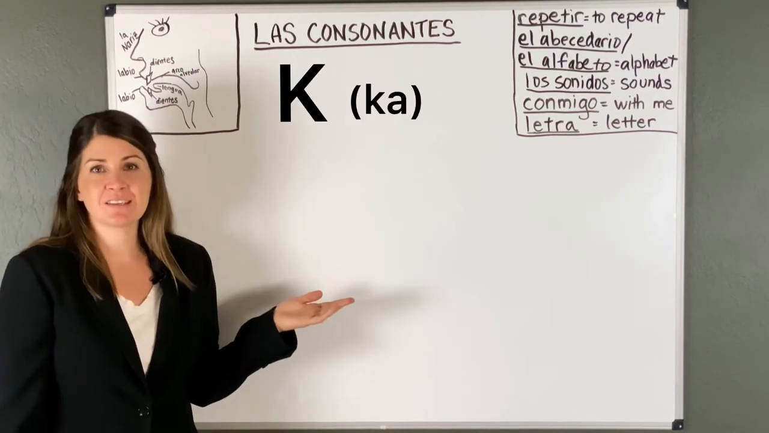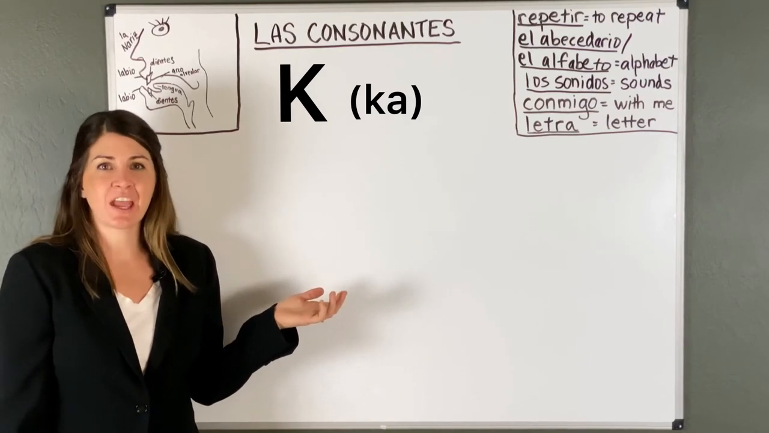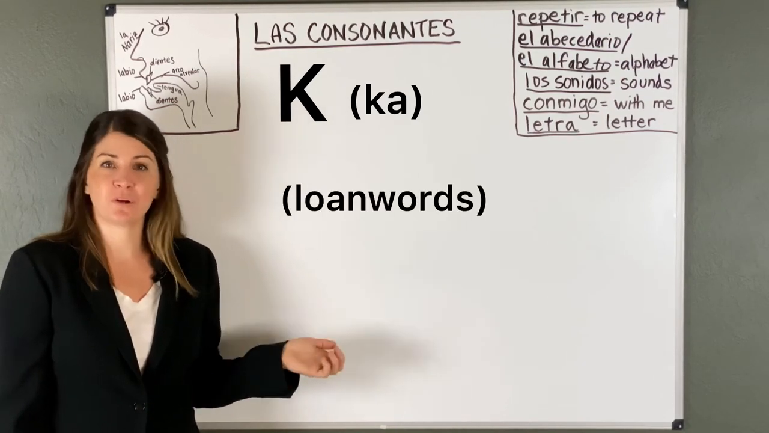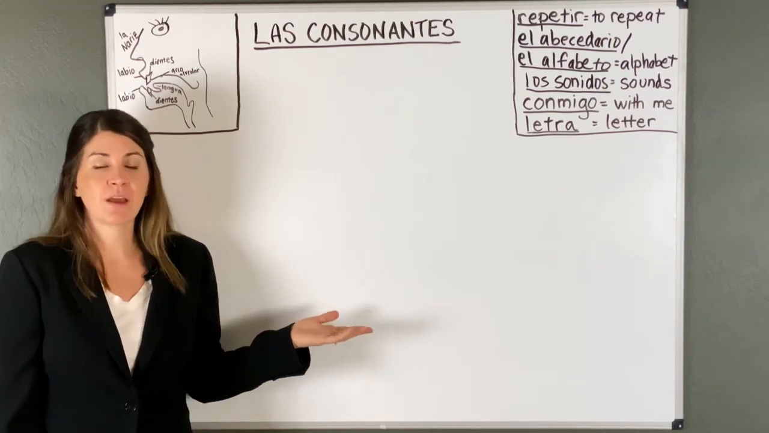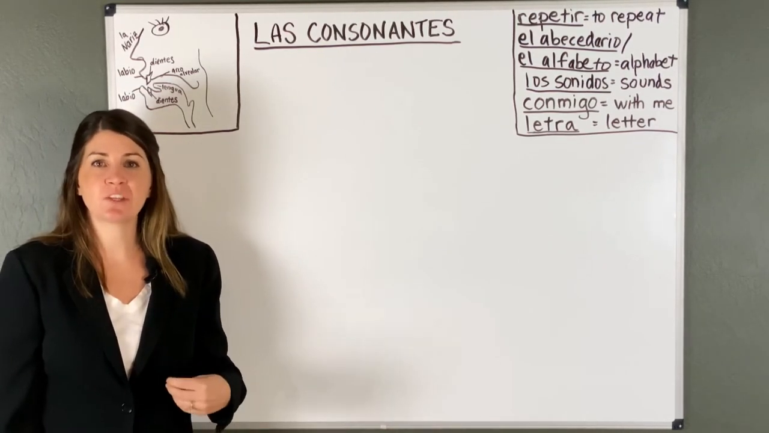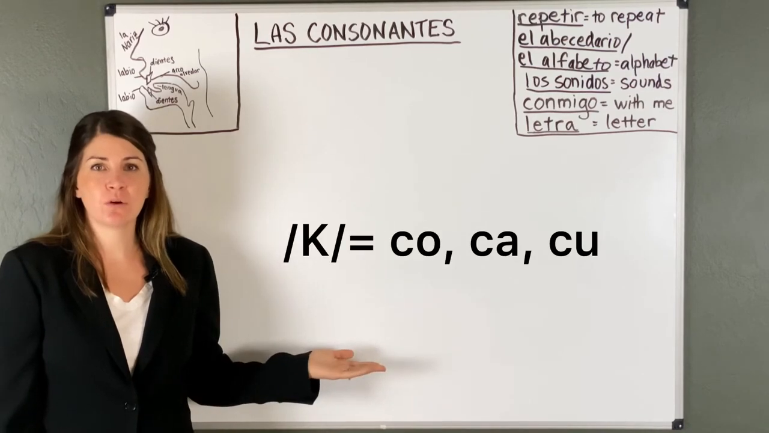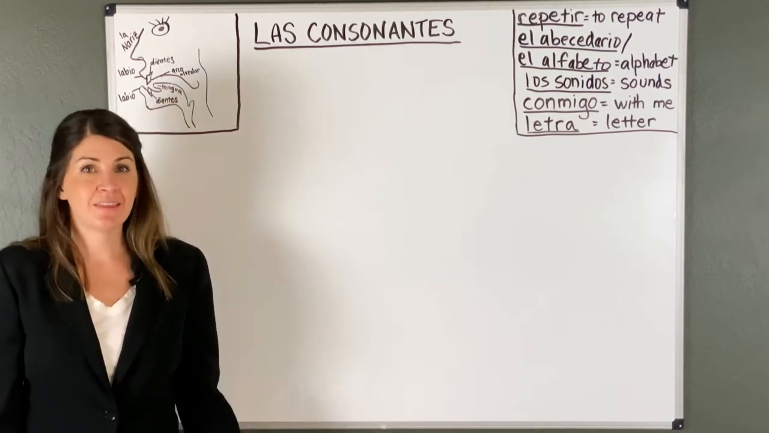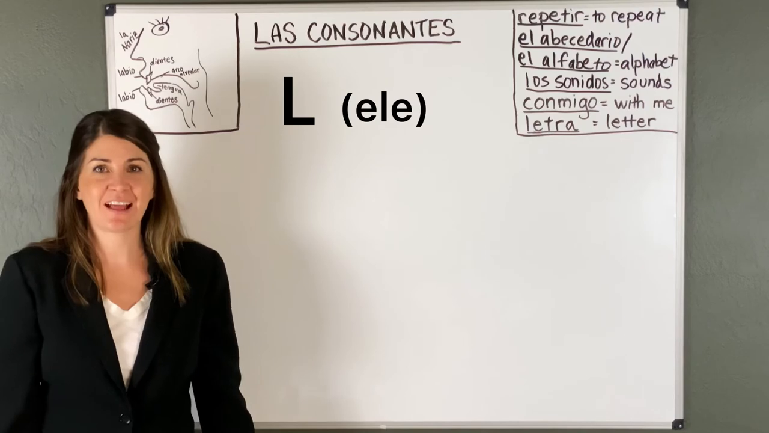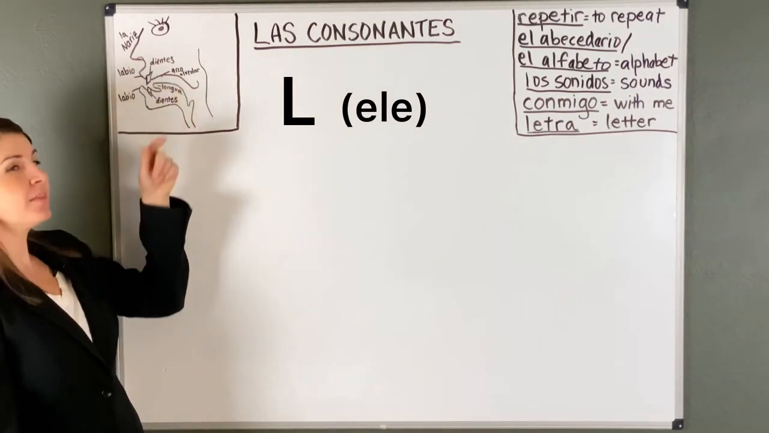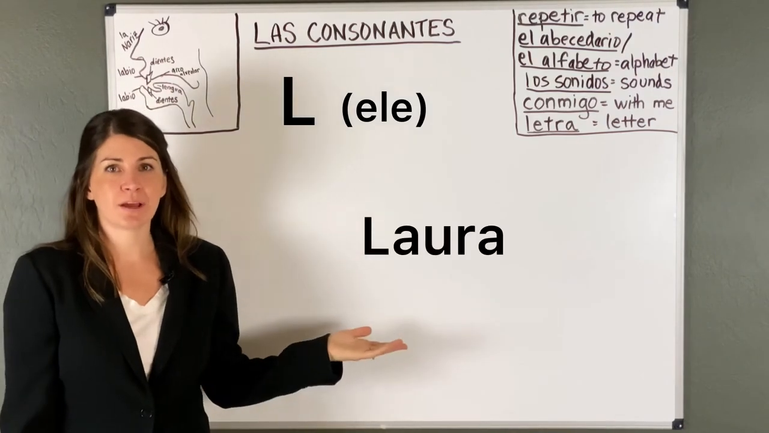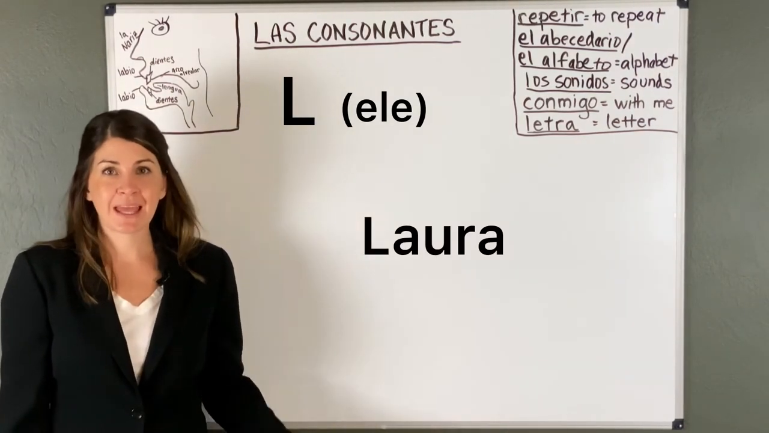The letter K is not common in Spanish, and you'll see it only in words that are loan words, like kilómetro. However, in most situations in Spanish, when you want to produce the K sound, we use co, ka, ku. The L in Spanish is very similar to the L in English, produced by placing your tongue on the roof of your mouth, as in Laura, lengua.